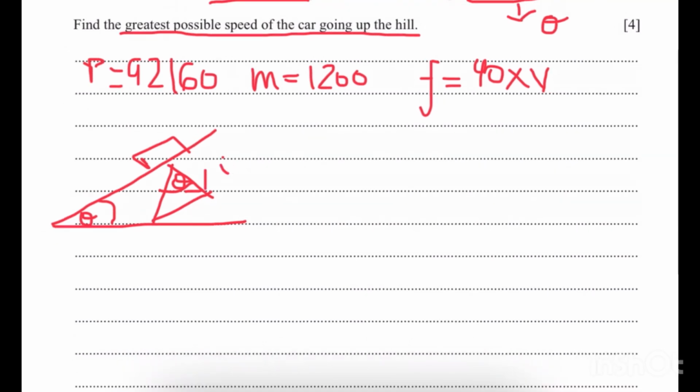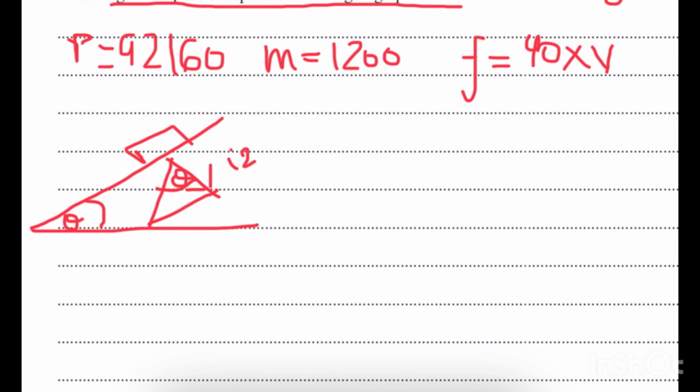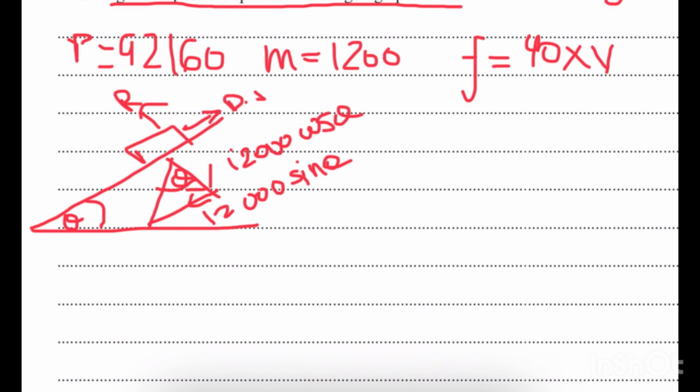mass, multiplied by the force of gravity, which is 10. So this will become 12,000 cos theta, and this will become 12,000 sin theta. There is an R, which is the normal reaction. Then since the car is moving upwards, this will be the driving force pulling it upwards, and since friction operates in the opposite direction of movement, the friction will operate backwards.